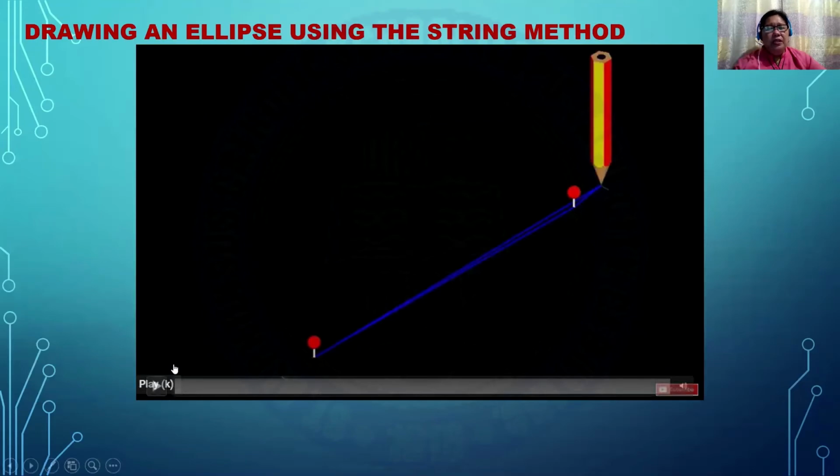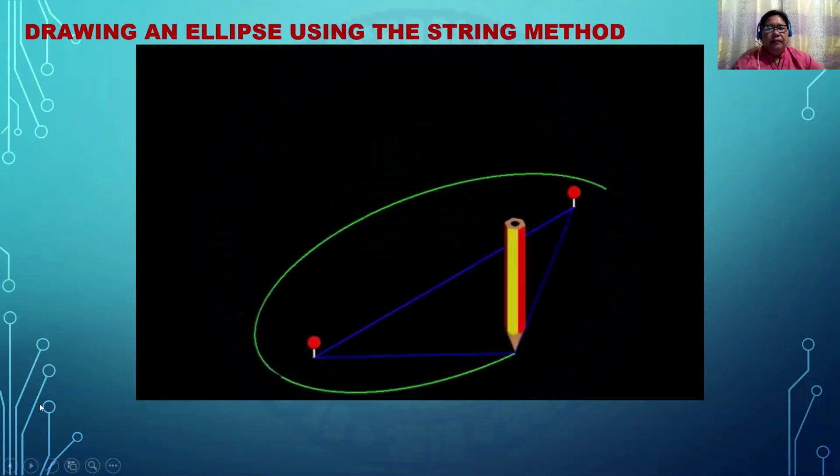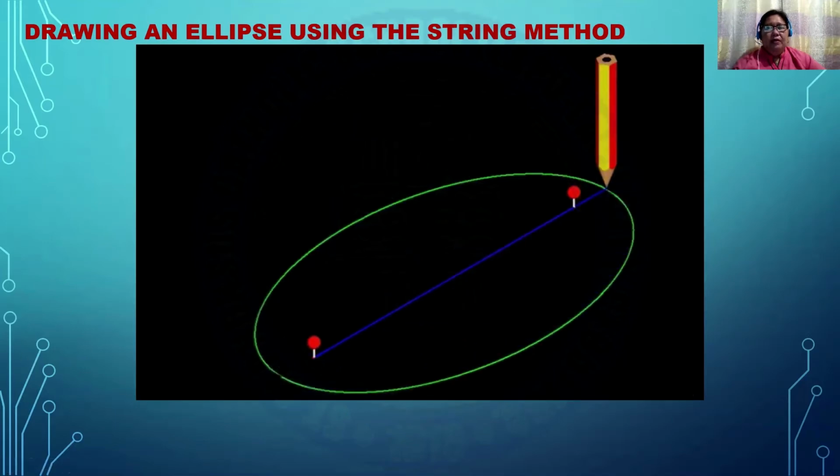Or you can do it this way. The length of the blue string is equivalent to the length of the major axis. Then stretch it out and you can do like this. And you have now your ellipse.